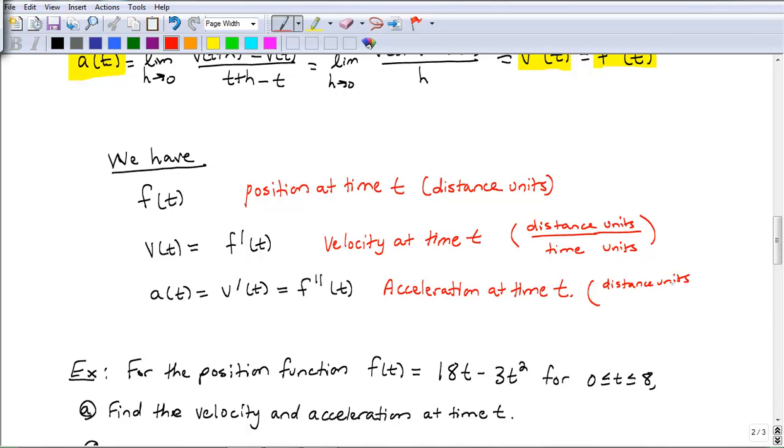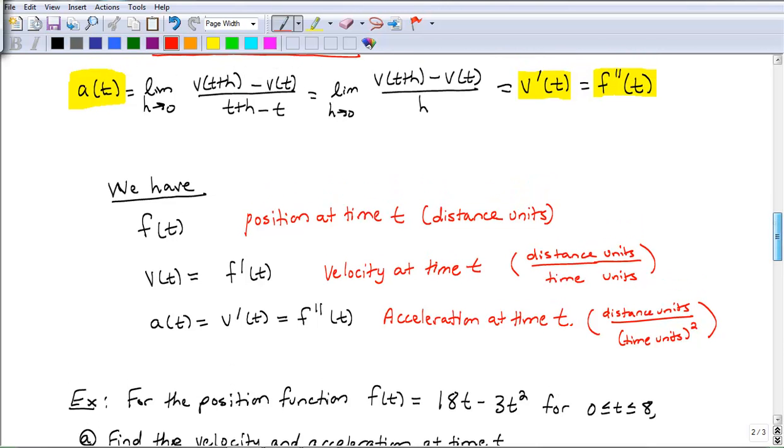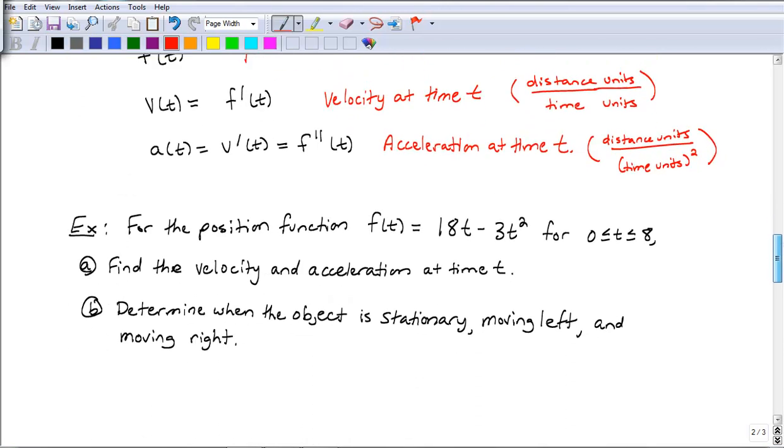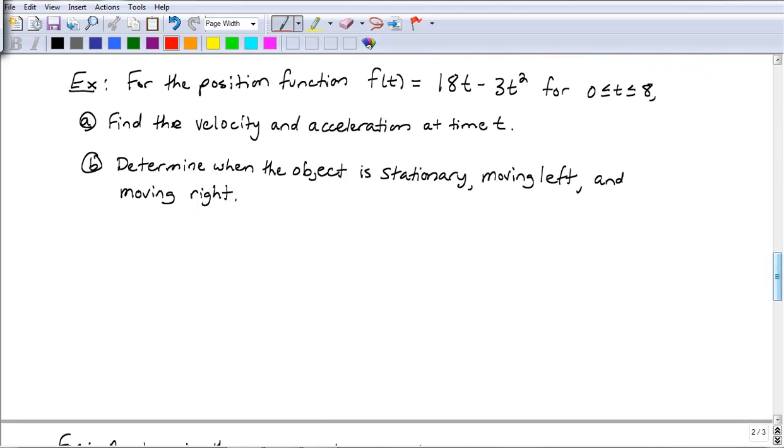Distance units on top, and time units squared on the bottom, like feet per second squared. And so we're going to use the derivative to find velocity and acceleration in the next problem.